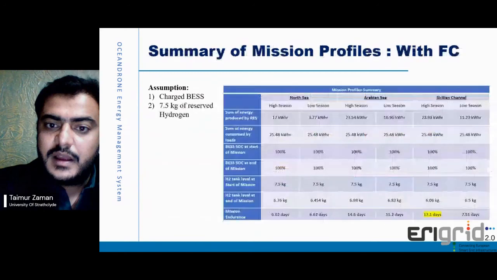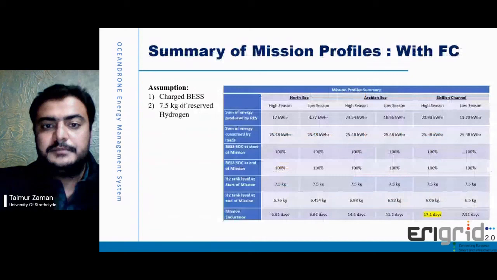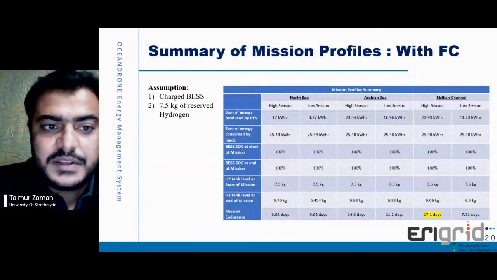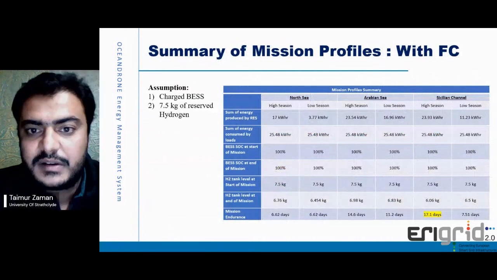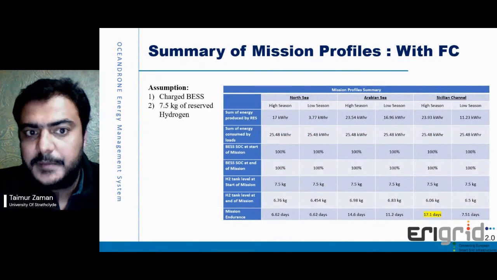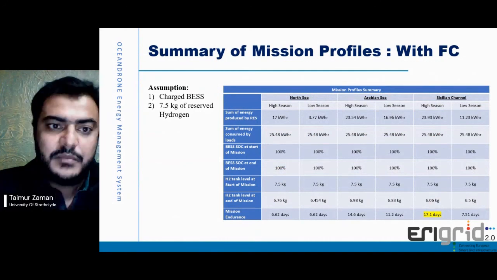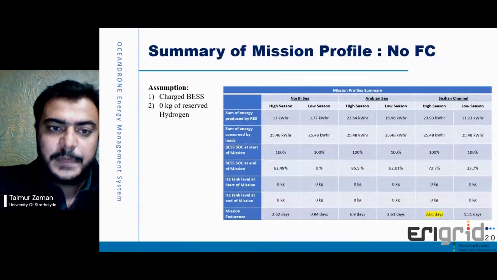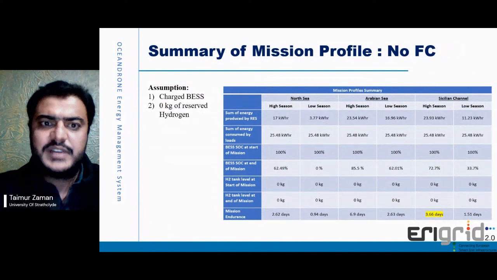Here is a summary of the charged BSS with 7.5 kg of reserve hydrogen for 24 hours of mission for the North Sea, Arabian Sea, and Sicilian Sea, for the high and low season in all three. For the Sicilian channel, we had the highest mission endurance of 17.1 days. That means that with 7.5 kg of reserves on board and a charged BSS with PVs, it is 17.1 days. In case we don't operate with the FC, we have 3.66 days, and that is a very traditional setup already existing in the market.